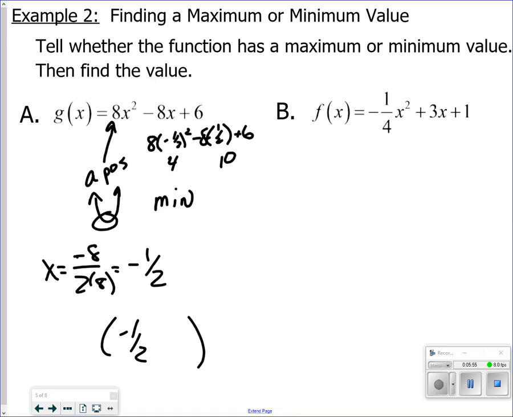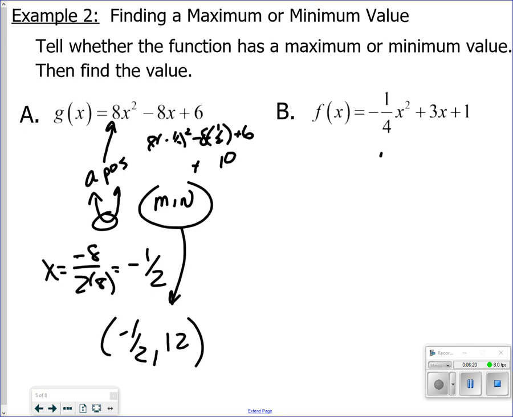Positive 4. So I get 14. So it has a minimum value at 14. And I apologize, when I looked at it, I'm like, wait a minute, that's not right. It's actually 12. A negative a half squared is a fourth times 2, so that would be actually 12 is the minimum value. So I apologize for that.